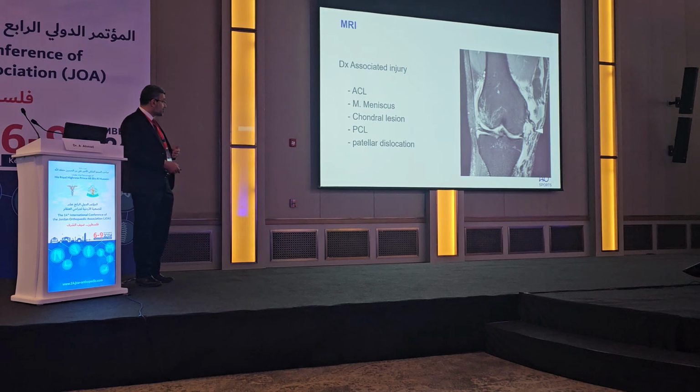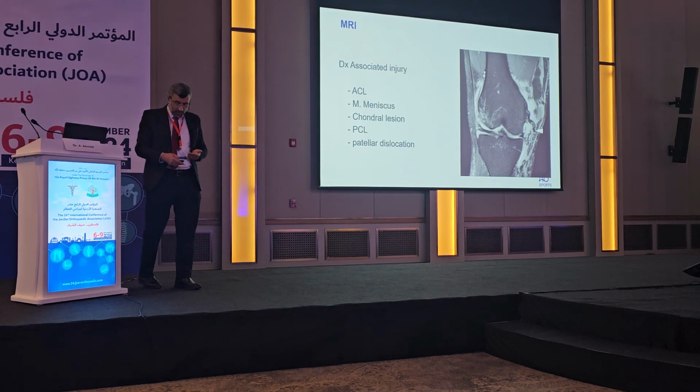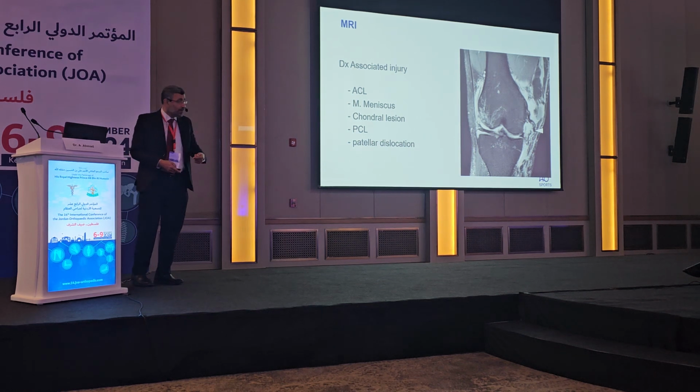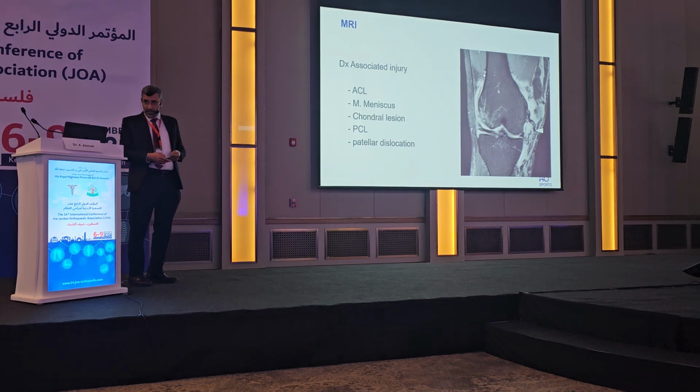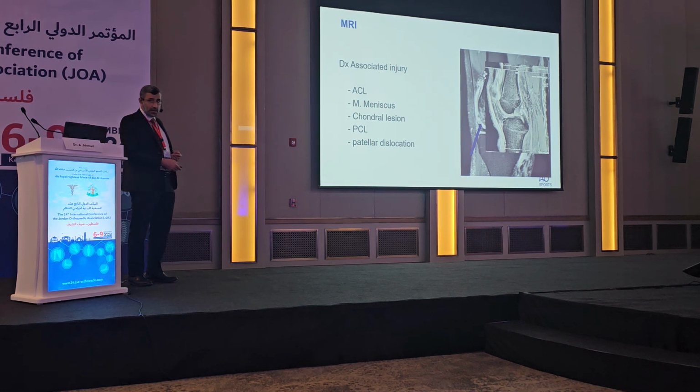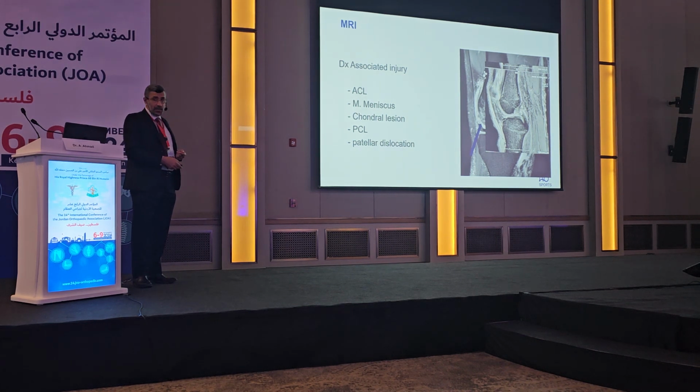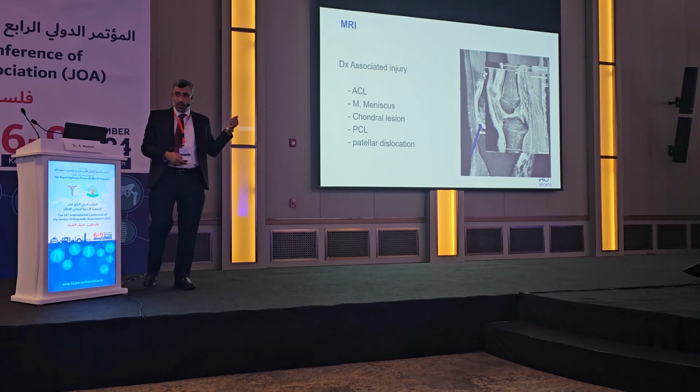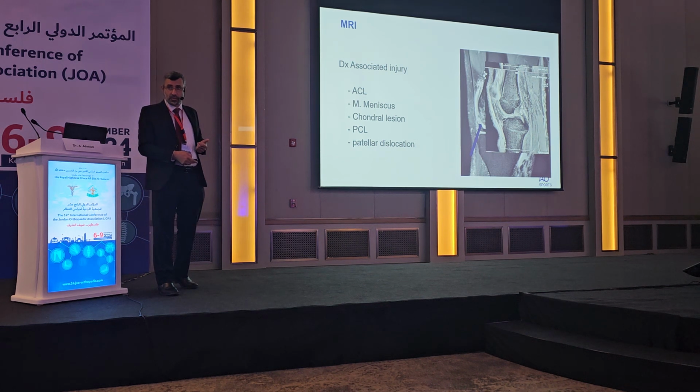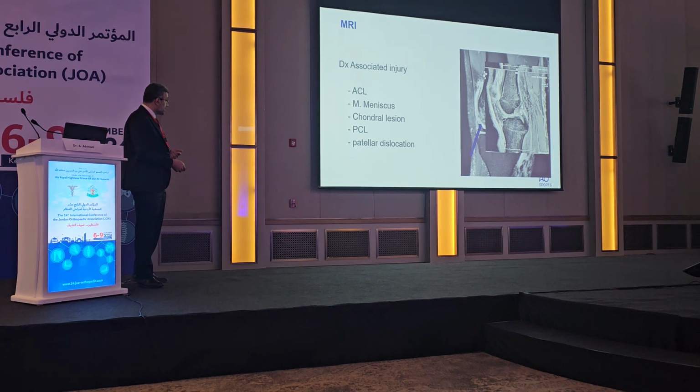What else? Associated injuries. So MRI will add information about associated injuries we cannot see. Like what? ACL, we can test it, but sometimes it is deceiving in MCL tear. Medial meniscus, look here. Also osteochondral injury or chondral lesion. PCL injury, sometimes again by examination may be deceiving. And also patellar dislocation. And I'll show you a case where the MCL was associated with patellar dislocation.